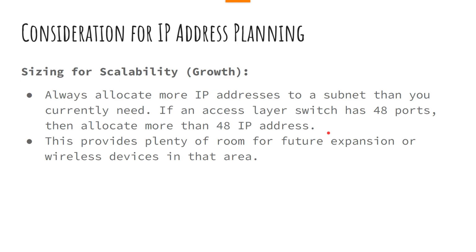Why this is necessary is because it helps you keep scalability. If more devices are to be added in the future, you already have an IP address provision for them. You don't need to rearrange the whole IP address scheme of the entire network. Otherwise, you add one device and you may have to restructure the whole IP address scheme. That is the reason why you allocate more IP addresses to the subnet than what you need currently. This provides plenty of room for future expansion or wireless devices in that area.